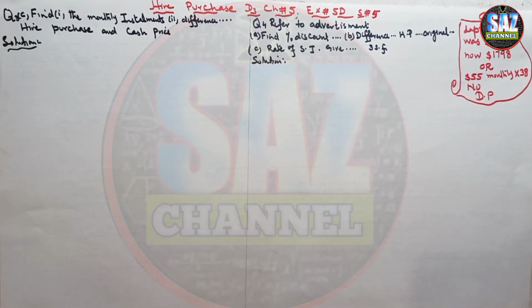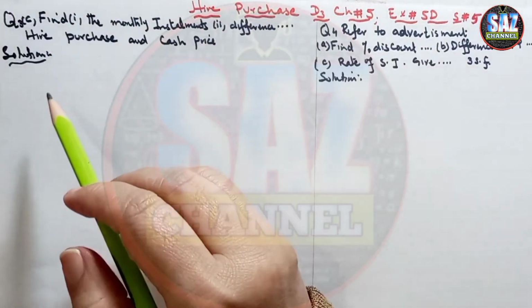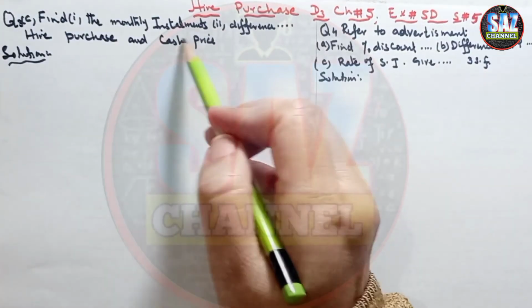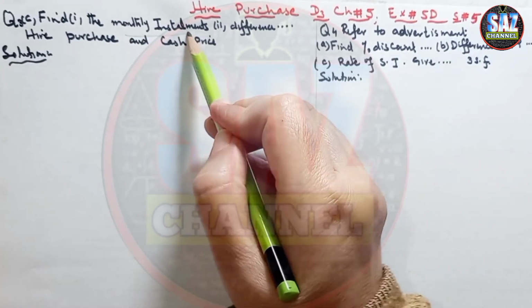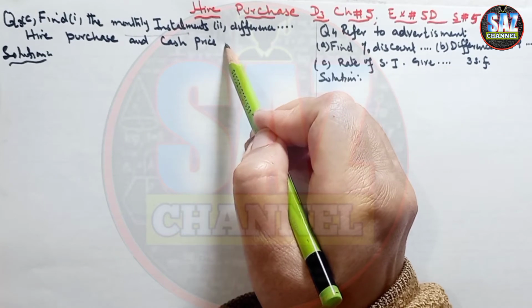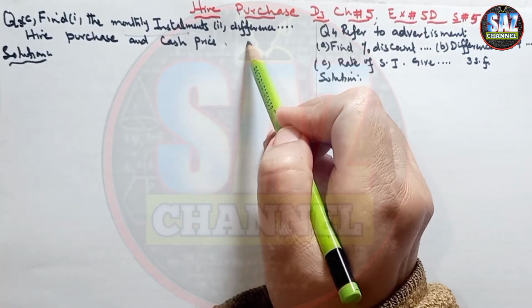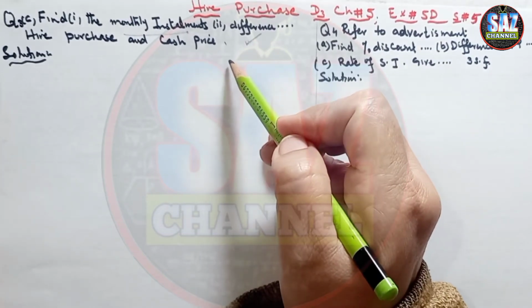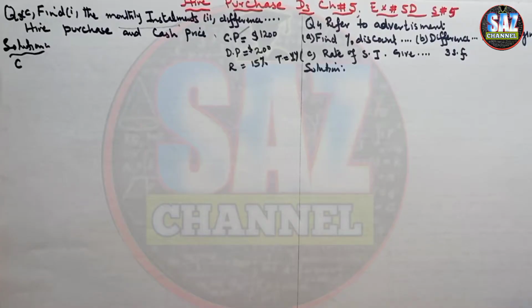Okay, let me move to question number 3, C part. Question 3 says, for each of the following, find the monthly installments and difference between the hire purchase price and the cash price as the percentage of cash price. As the questions are long, I've written the questions in short form. Okay, let's move to the solution of the question.